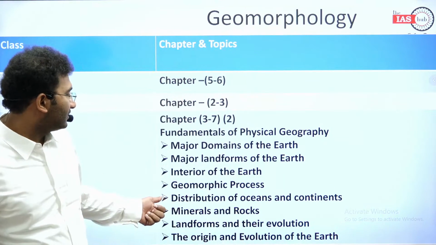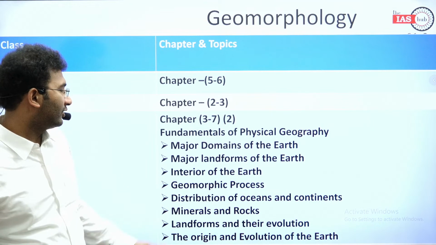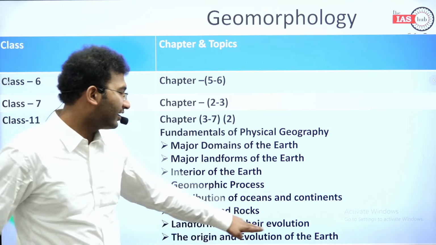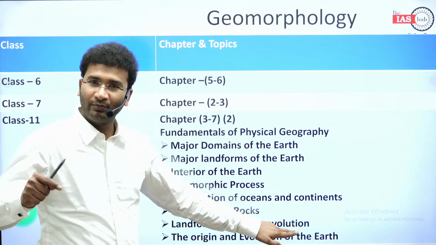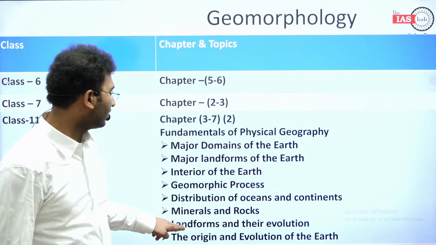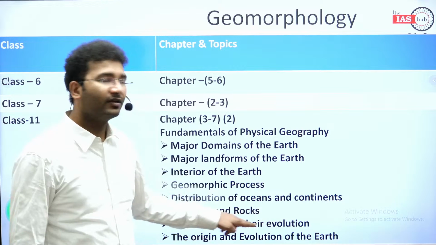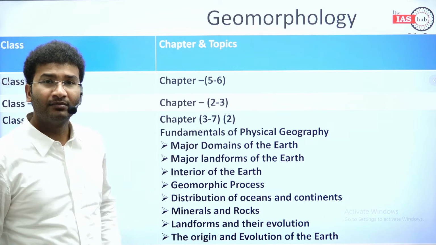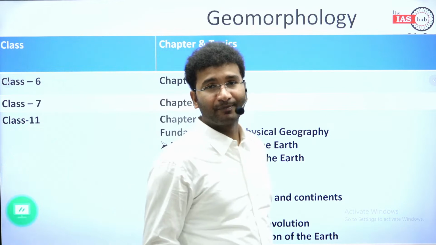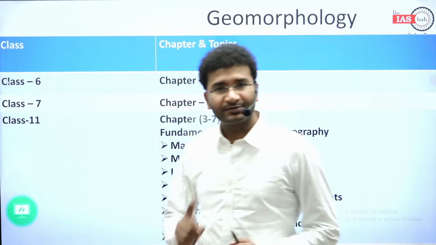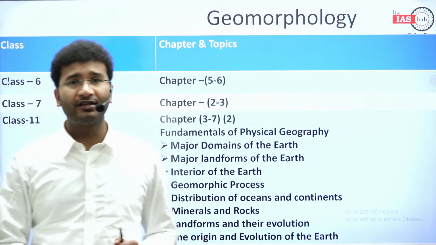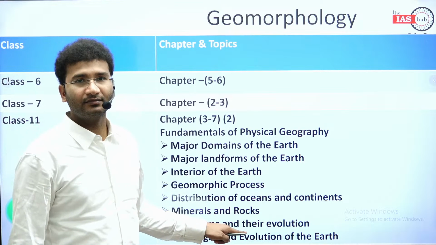There is a separate chapter which talks about the landforms and their evolution. Now go home today and read about this chapter called landforms and their evolution, which is in chapter number 3 to chapter number 7. There, how a subsidence happens, what kind of lands will be there, that you will get here.